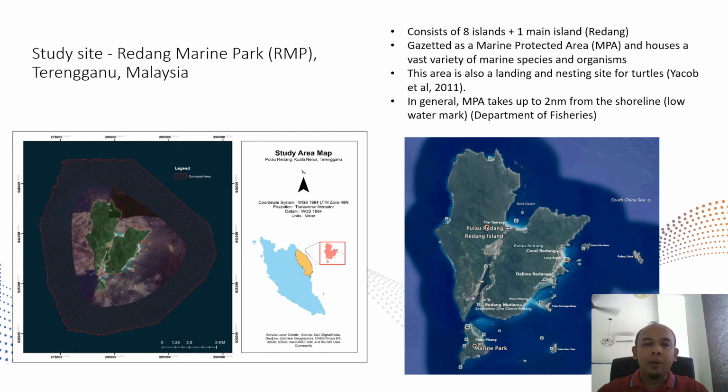They have a variety of marine species and organisms, and also a landing and nesting site for turtles. And generally, the rule is the MPA extends up to 2 nautical miles from the shoreline. Okay, this is from the Department of Fisheries.